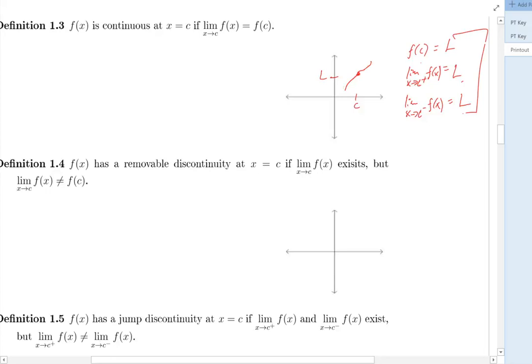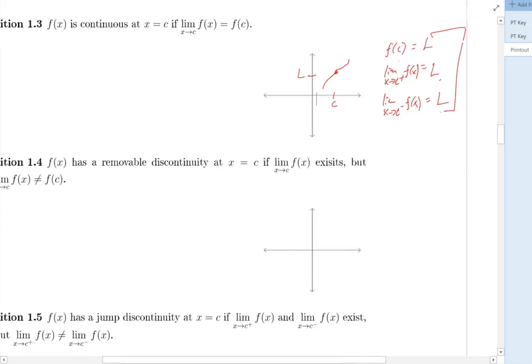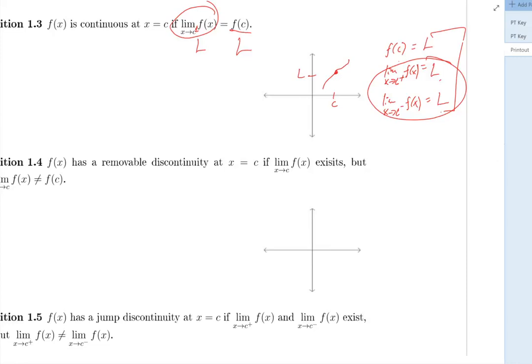How does that relate to this? Well, if these two are equal, doesn't that automatically mean that this is equal to L? Yeah. So basically, this is saying the equivalent thing, because these two being equal is summarized by this limit existing and being equal to some value. And f of c has to be equal to a finite value. You can't have f of something equals infinity. So it's just implied that this is equivalent to this.